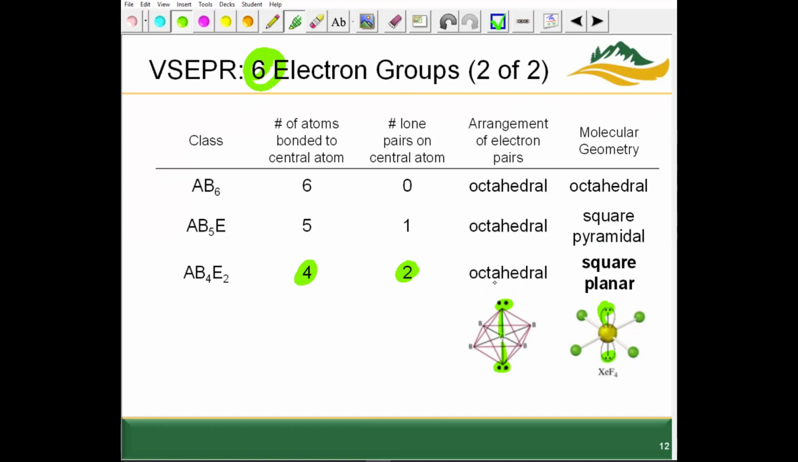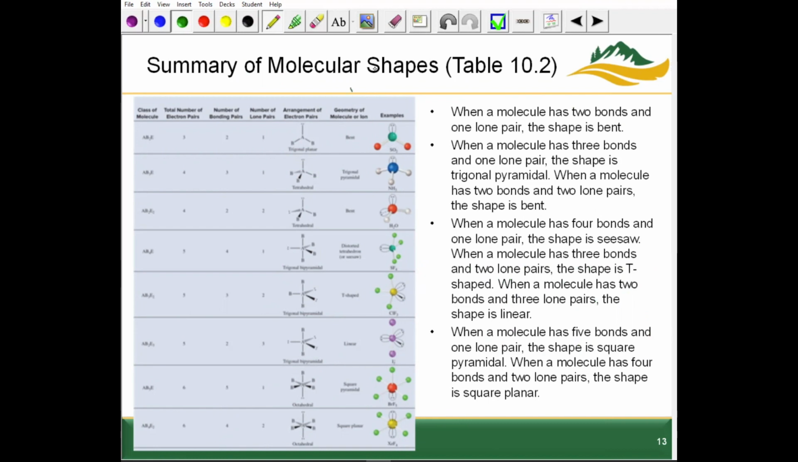So with 6 groups, this is octahedral arrangement of electron pairs, and the molecular geometry or shape is now called square planar. You can kind of picture this in the plane. We see the square shape. So square planar when we have 4 bonds and 2 lone pairs. There is a nice summary table in your book, table 10.2, so check that out for a good summary of the different shapes we just looked at.